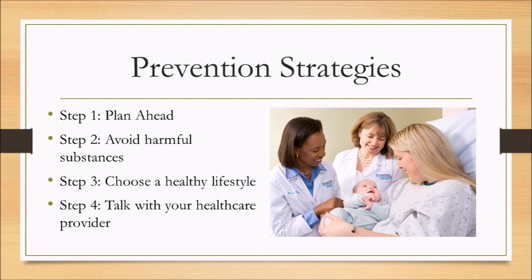Pregnant mothers should check up with their healthcare professional regularly and take the vitamin B, folic acid, which has been shown to prevent major birth defects affecting the brain and spine. Step 2 is to avoid harmful substances such as alcohol and smoking at any time during pregnancy. Step 3 is to choose a healthy lifestyle. It is important for pregnant mothers to eat healthy foods and maintain a healthy weight to help avoid complications during pregnancy. Step 4 is to talk with your healthcare provider about taking certain medications and vaccinations in order to keep both you and your baby healthy.